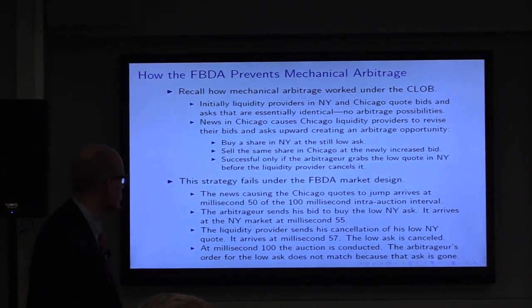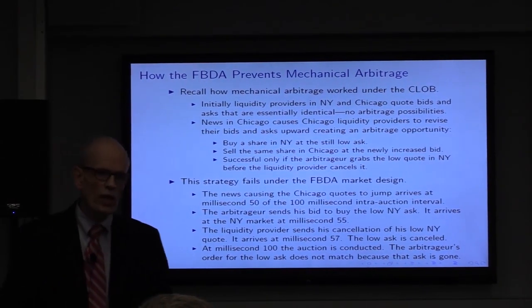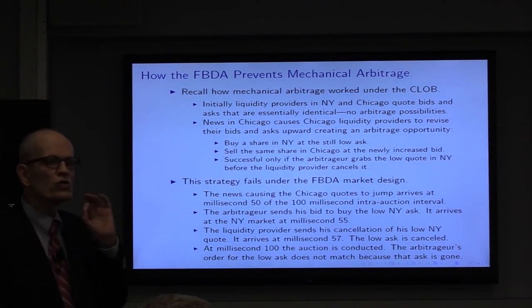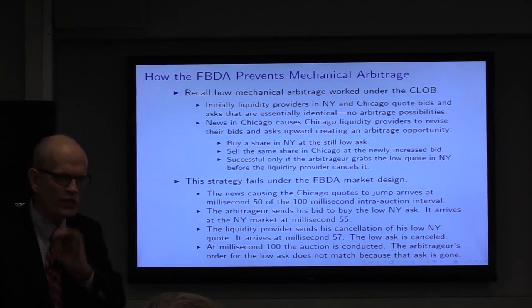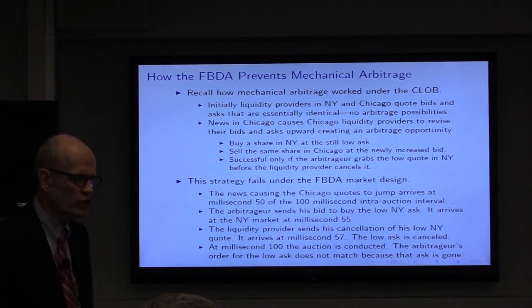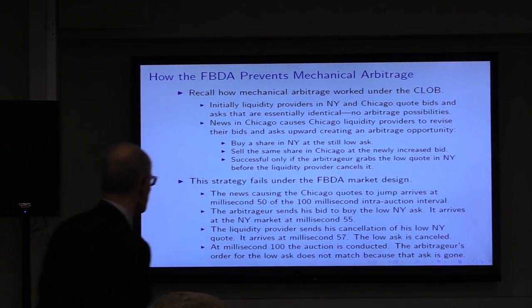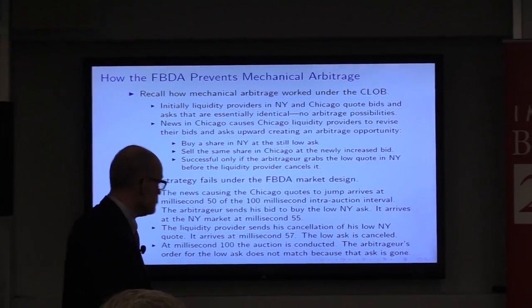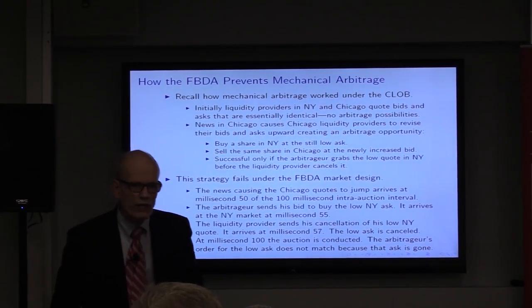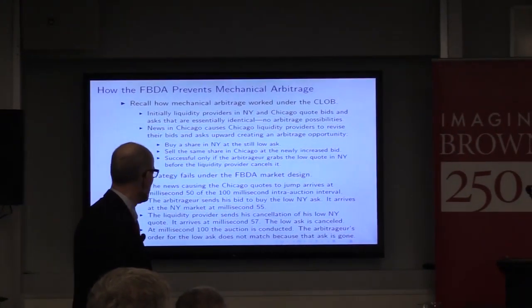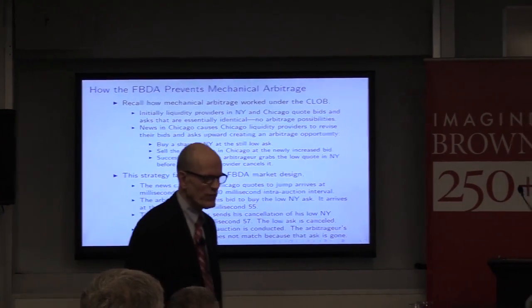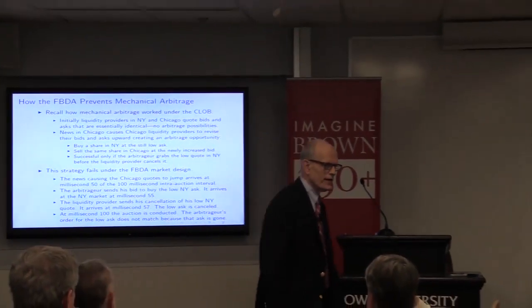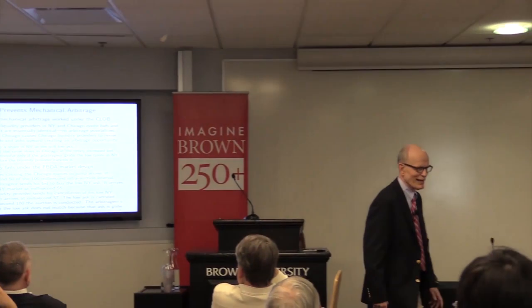This fails. The news causes the Chicago price to jump. Suppose that happens 50 milliseconds into this 100 millisecond interval between auctions. So the arbitrageur sends his bid to buy the low New York ask at millisecond 50. It arrives at, let's say, millisecond 55. He's got really good communications, almost the speed of light.